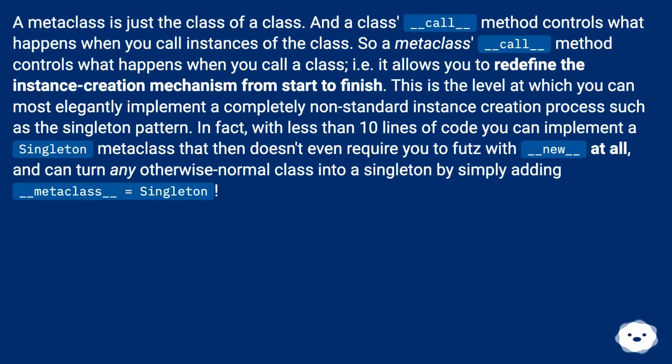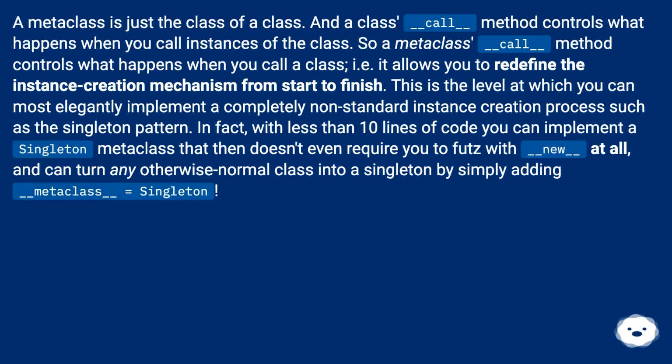A metaclass is just the class of a class. And a class's __call__ method controls what happens when you call instances of the class. So a metaclass's __call__ method controls what happens when you call a class, i.e. it allows you to redefine the instance creation mechanism from start to finish.